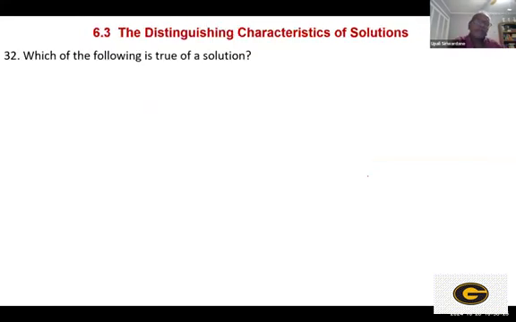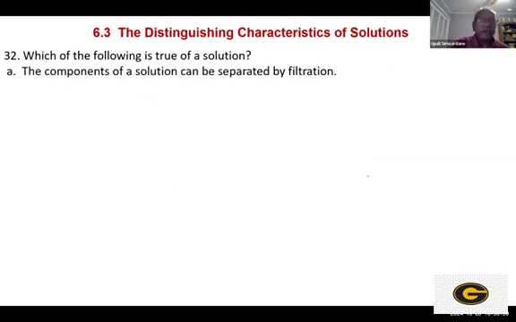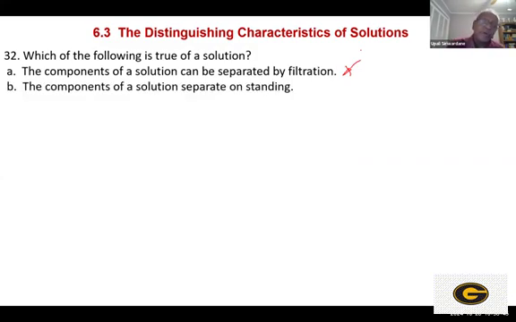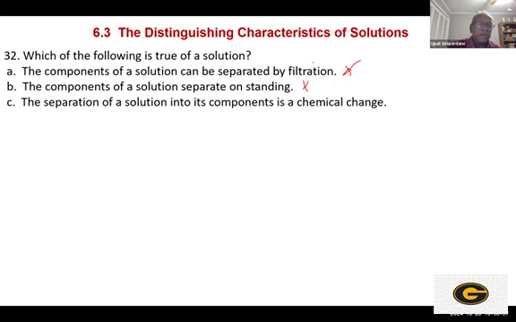Which of the following is true of a solution? Components of the solution can be separated by filtration. We said they don't separate out. The components of a solute separate on standing. That's not true. Homogeneous mixtures don't separate out.